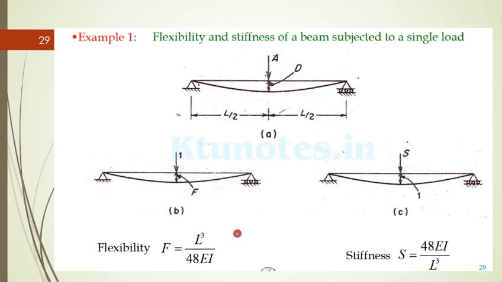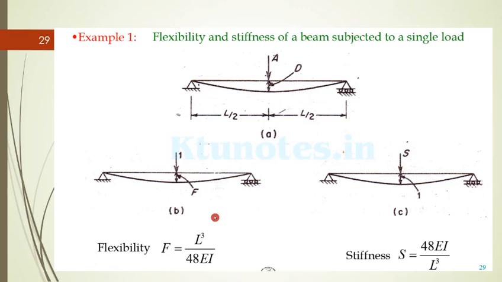Okay, and actually A is the loading diagram. The exact load is there, the deflection is there. B is the representation of the flexibility calculation, and C is the representation of the stiffness calculation. In the flexibility calculation, you should apply a unit load, and the corresponding displacement is called the flexibility. And in the case of stiffness, you are supposed to apply a unit displacement. That is, the displacement should be 1, and the force required to cause unit displacement is taken as the stiffness.